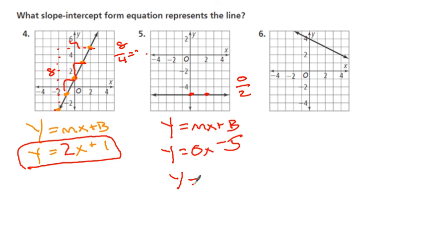So really the equation to this line is just y equals negative 5. Every single point on this line, y is negative 5. Every single one. So if I wanted to graph that, it would be a line forever at negative 5. Because 0 times x is 0. That's why this goes away.